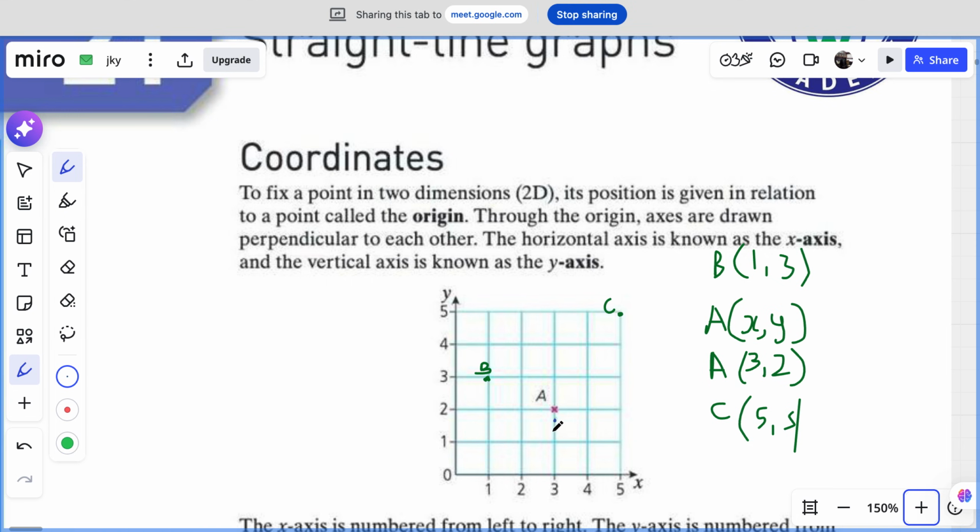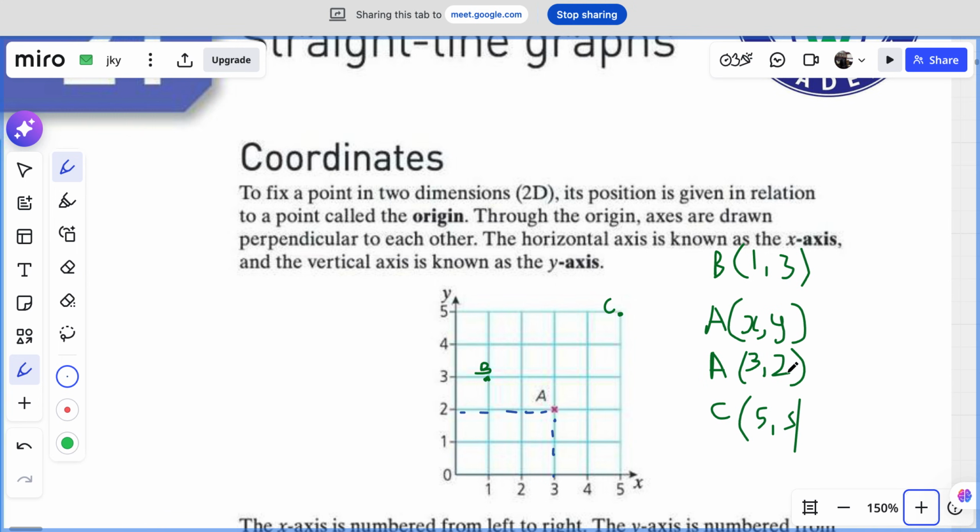In this case, the horizontal value for point A is 3, and the vertical value for point A, if you trace it this way, is 2. So our coordinate is (3, 2). Remember, you have to read the x value first before you read the y value. So our point here is (3, 2).